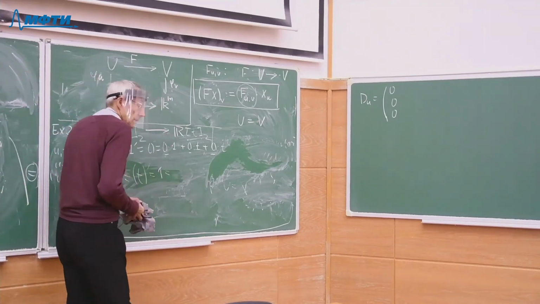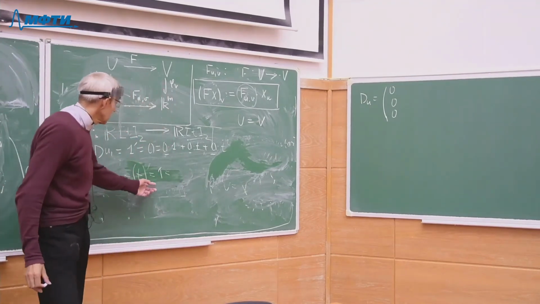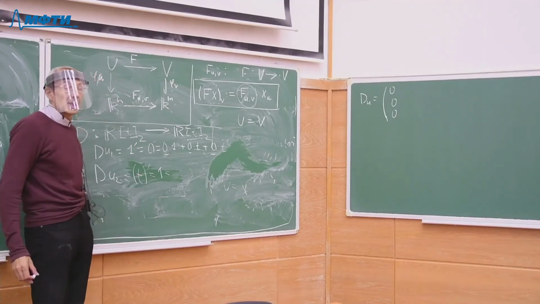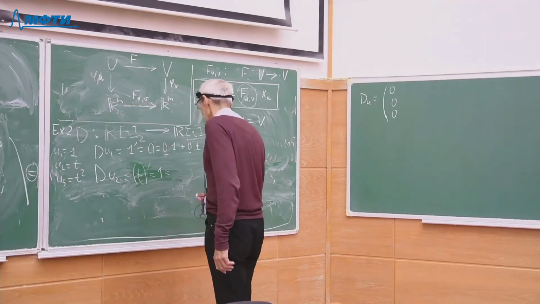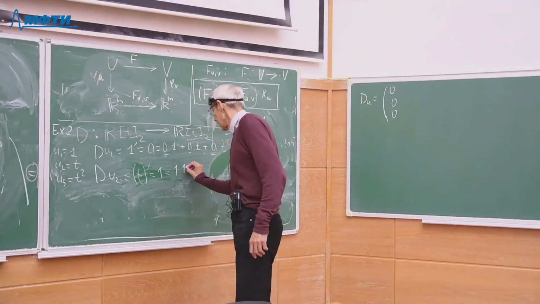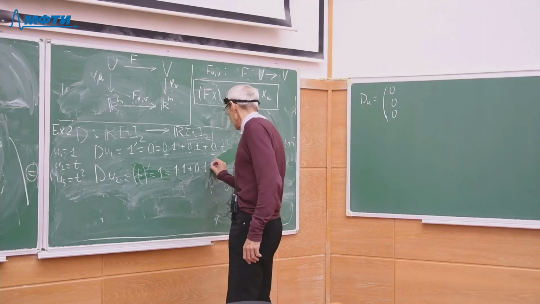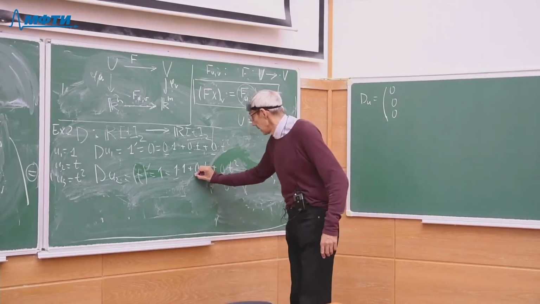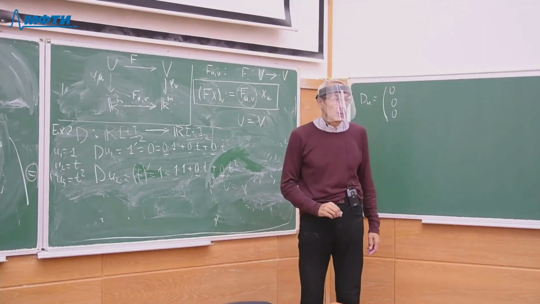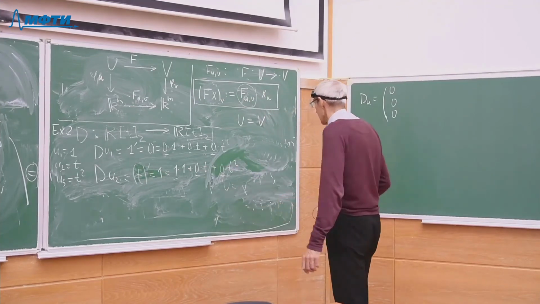It is equal to 1. 1 is a polynomial, and I can decompose this polynomial on this basis. And I obtain 1 times 1 plus 0 times t plus 0 times t squared. And I obtain the second column of my matrix.